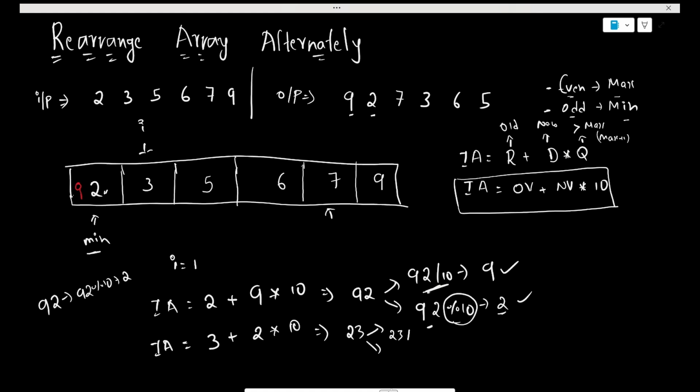23 divided by 10, that is 2. The answer is 2, right? So this is working. This is the new value. So what's the old value? Let's check that also. Percentile 10, that is 2. Sorry, 3. So 3 is existing in that first position. So formula is working. So we have to consider one thing.